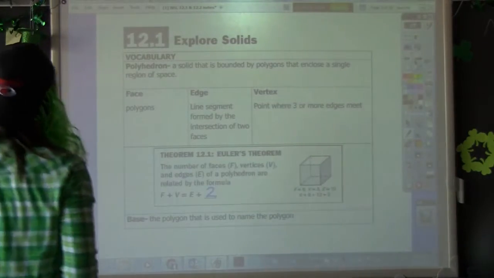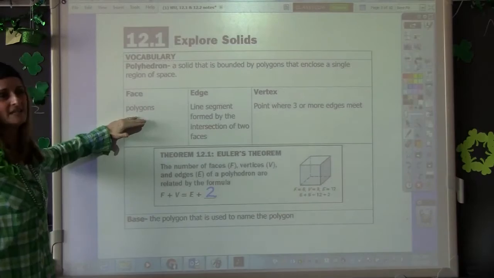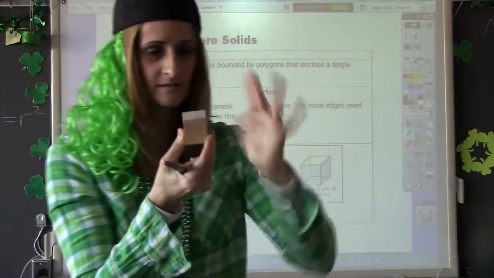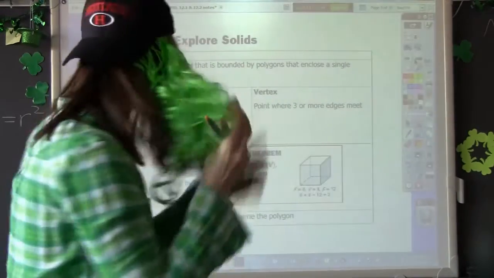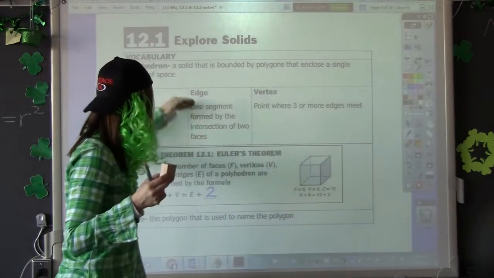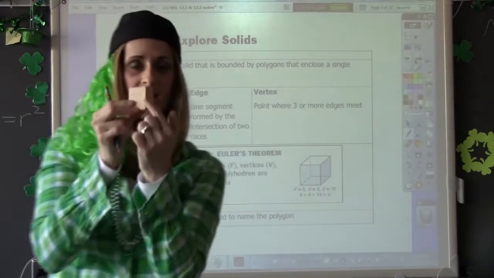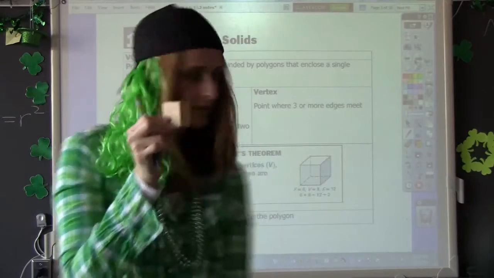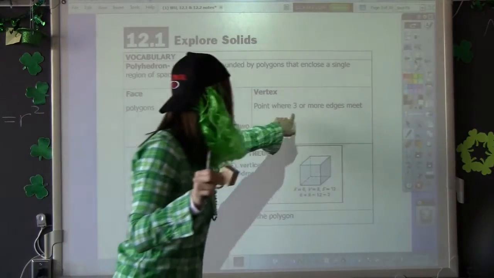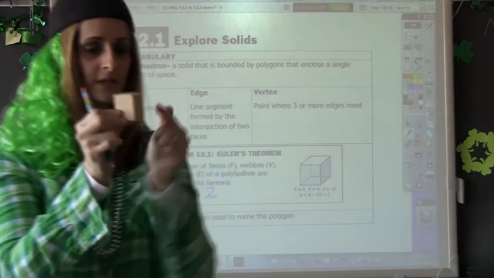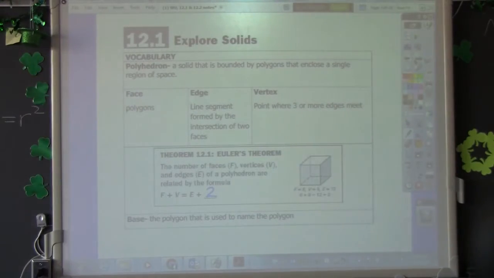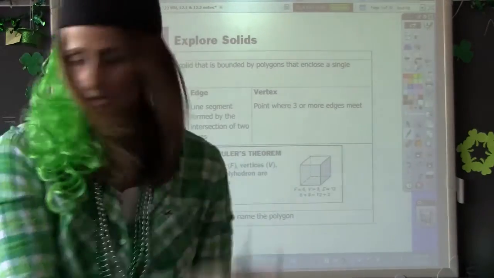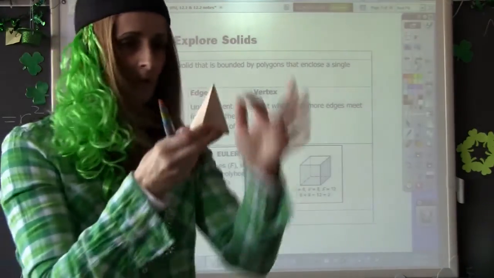All right, so all these sides are called the faces. Edges are the line segments formed by the intersection of two faces. So these are the edges, they're line segments. A vertex is a point where 3 or more edges meet. Vertex, vertex, vertex, vertex, vertex.